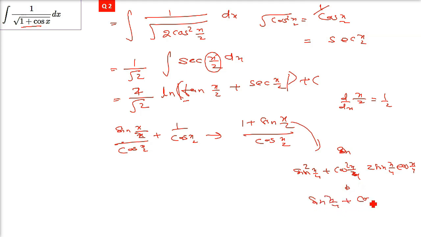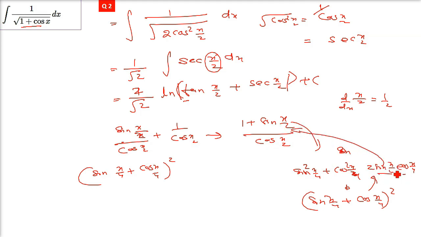So what do we get? This is a square plus b square plus 2ab, which is nothing but (a plus b) whole square. So this is (sin x/4 plus cos x/4) whole square. What we have done is replace 1 with sin square x/4 plus cos square x/4, and sin x/2 with 2 sin x/4 cos x/4. So let me write it here: 1 is sin square x/4 plus cos square x/4, and of course sin x/2 is 2 sin x/4 cos x/4. I've told you three times, I guess, so this is now clear to you.